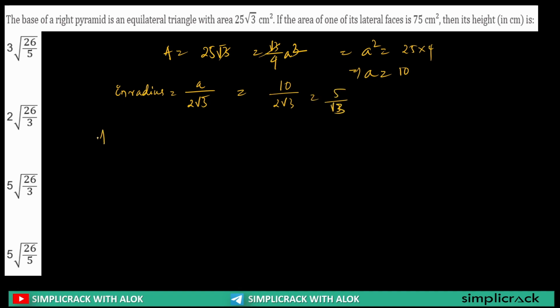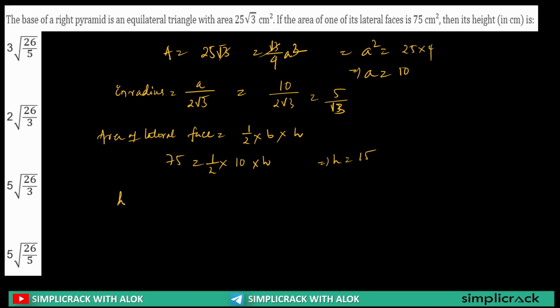Now the area of a lateral face is equal to half into base into slant height. This is equal to 75 is equal to 1 by 2 multiplied by 10 into slant height. 75 into 2 is equal to 150 divided by 10. So h is equal to 15. This much is clear. So now we'll simply use the formula for the height of the pyramid.